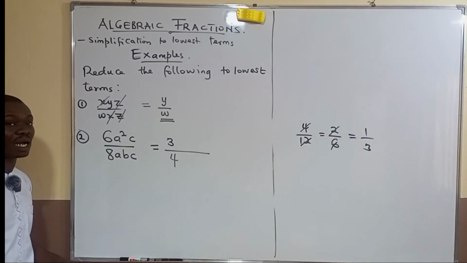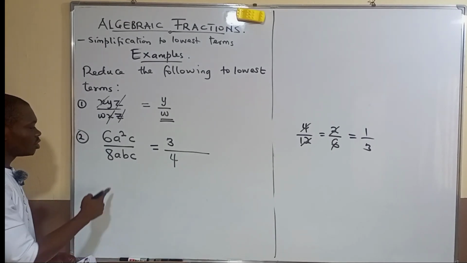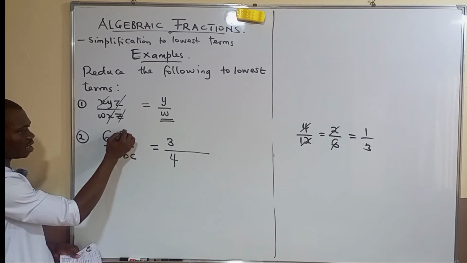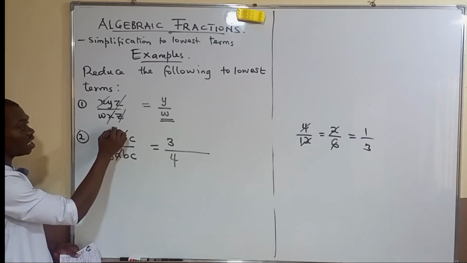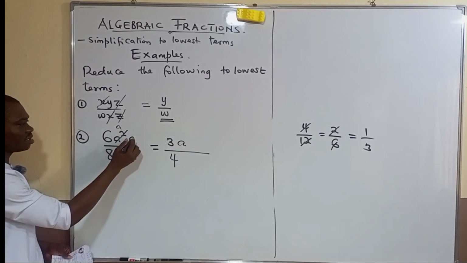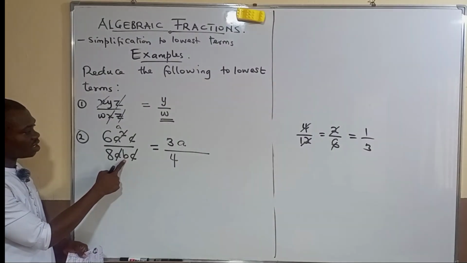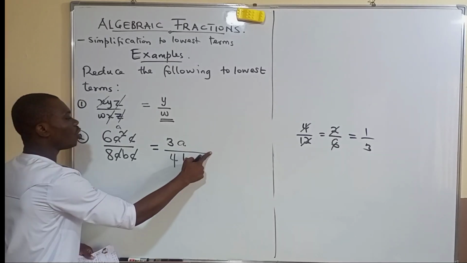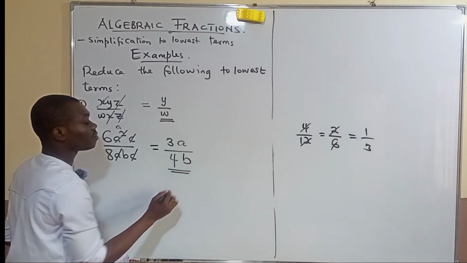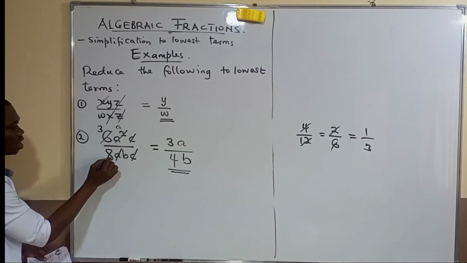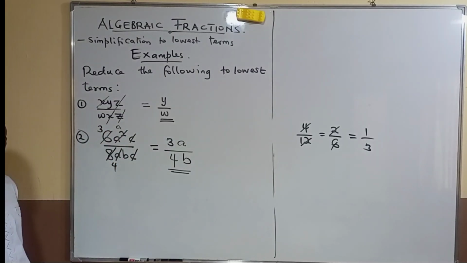You can see how I'm doing that gradually. Here now, a can go. So a divides a, it will go, and in the numerator, a divides a squared, so 1 a will be left. So I have a left. Then here, c can divide c, and that will go. So b is left. Nothing can cancel b. So I just have 3a all over 4b as my answer. Of course, you can write this 2 here is 4, so you bring it out.